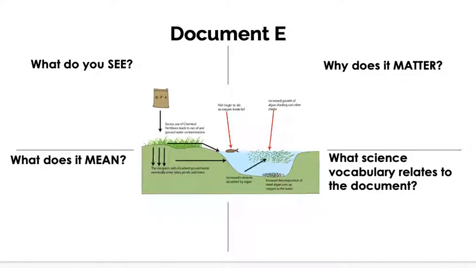Document E. We're going to start again with the C mean matter model, and we're going to start with the easiest one. What do you see? So again, you may need to pause the video in order to annotate, but what we are going to do is start with what we see in this document. We see that there is a pond and an increased growth of algae that is shading out other plants, and that is directly from the diagram.